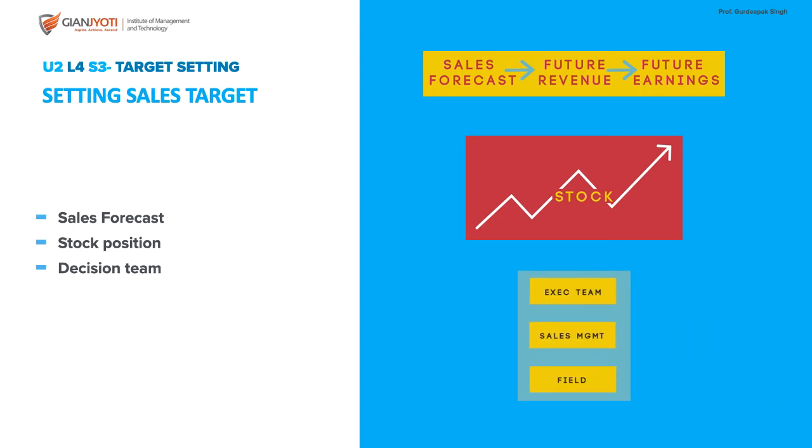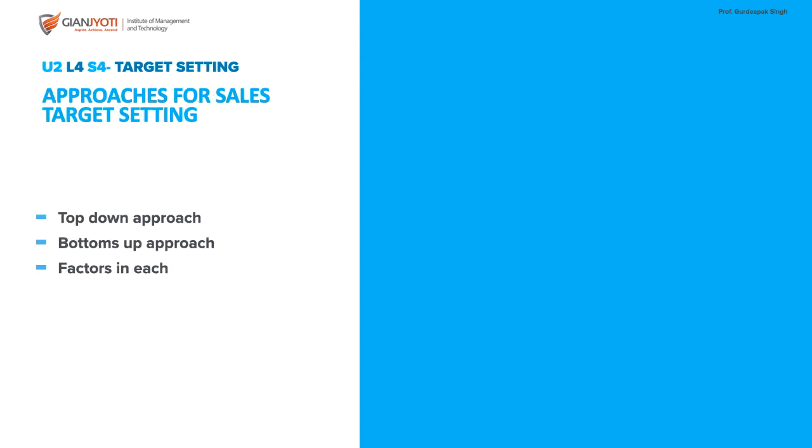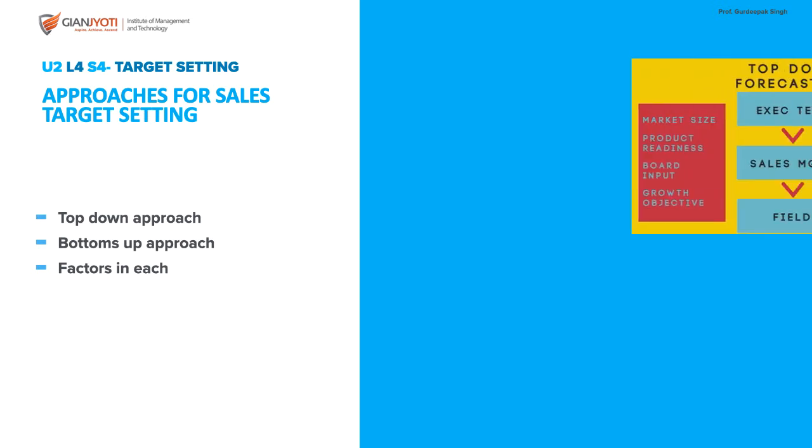Now, the decision team for deciding or setting the sales target looks like this. You have the executive team on top, then the sales management team, and then the field sales force. These are the three levels where the sales team works. Now there are two approaches for setting the target. One is the top-down approach and the other is the bottom-up approach.